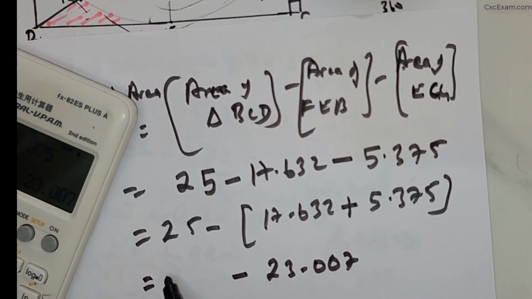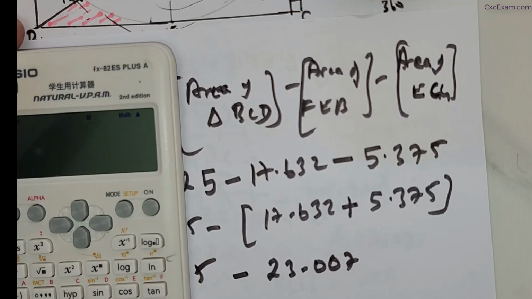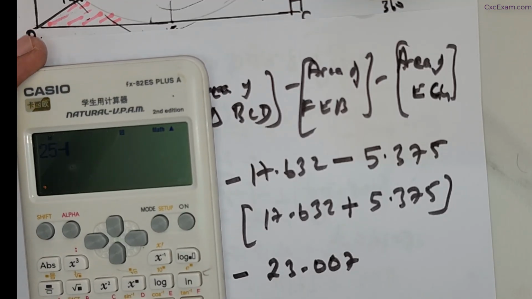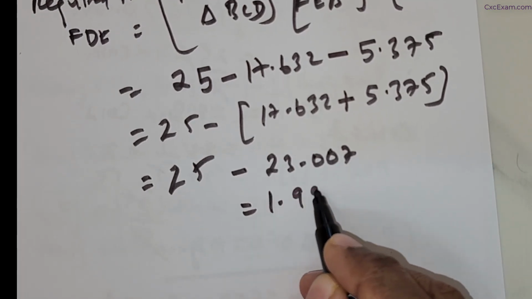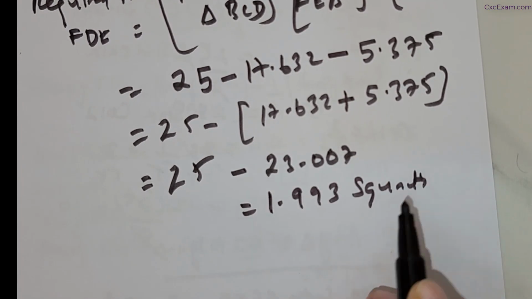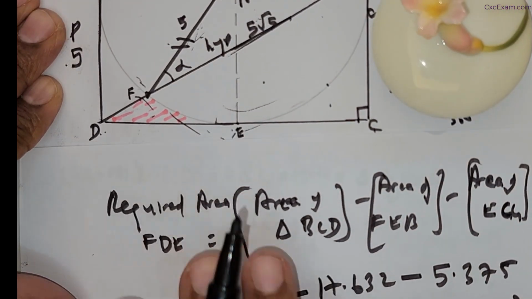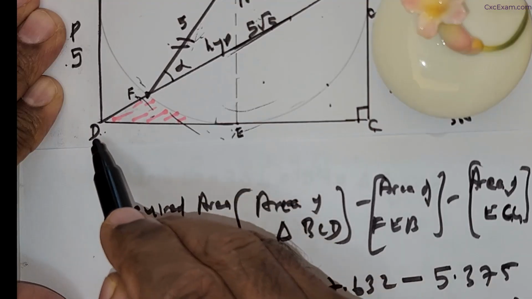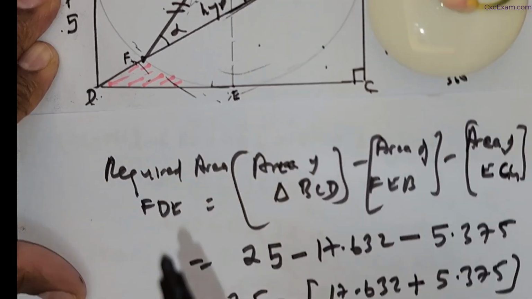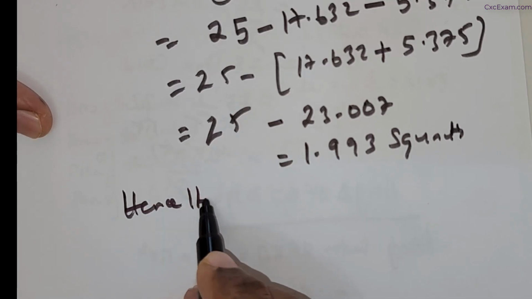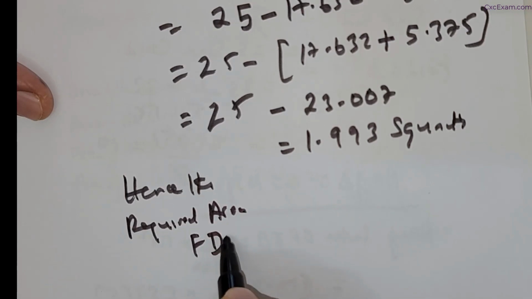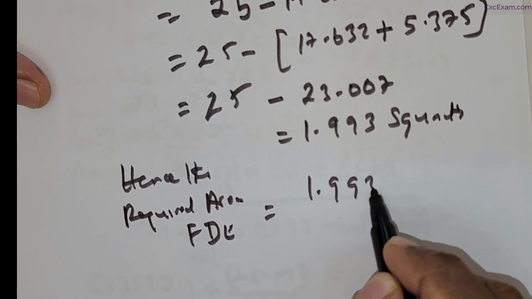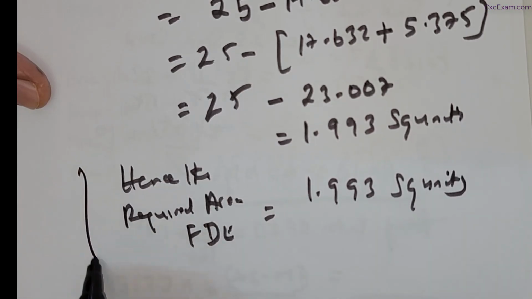This is going to be 23.007, and we have to take it out from 25. So 25 minus 23.007 gives you an area of 1.993 square units. So this required region FDE, hence the required area FDE, is 1.993 square units. So that's the solution for this question.